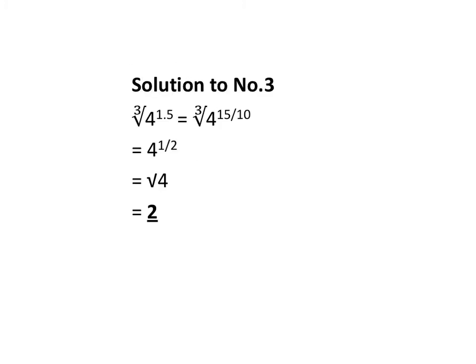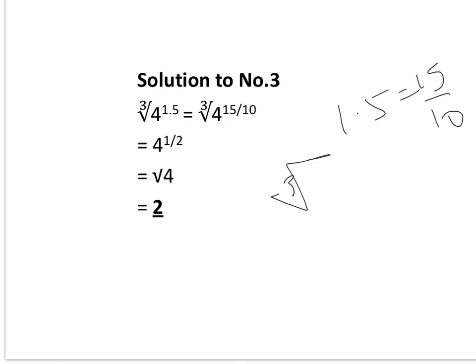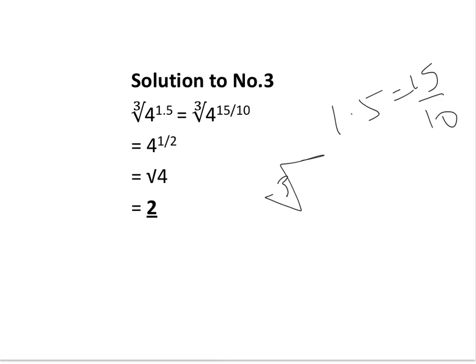Solution to number 3. Cube root of 4 raised to power 1.5 is equal to, this is cube root, when 3 is outside, it's cube root. So cube root of 4 raised to power 15 over 10. You know that 1.5 is equal to 15 over 10. Reducing 15 over 10 to the lowest term, when you divide by 5, 15 divided by 5 is equal to 3, 10 divided by 5 is equal to 2. So you have 3 over 2.